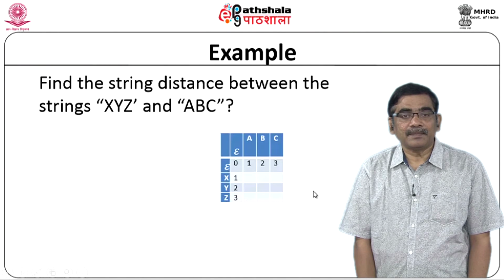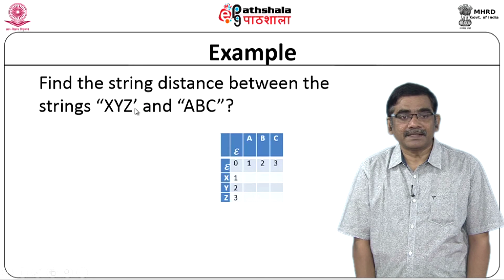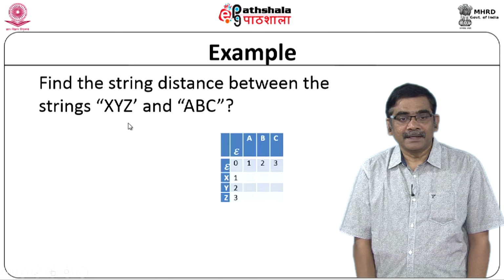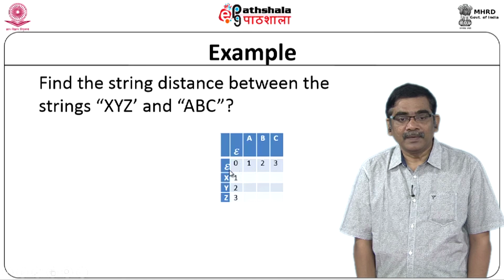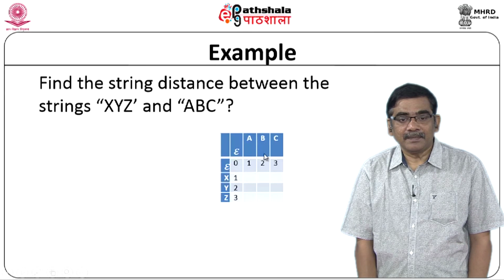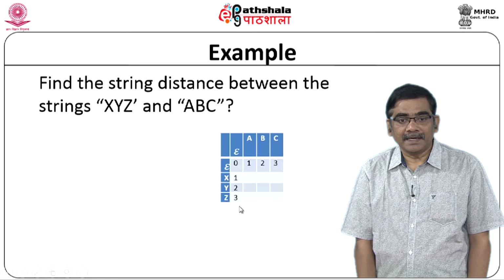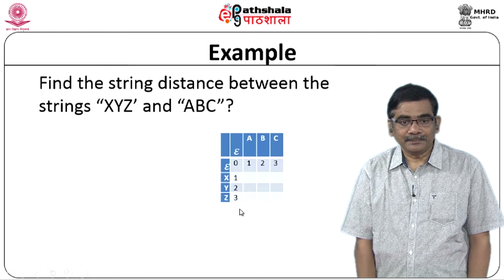So, this is an example. The problem is what is the edit distance between XYZ and ABC. I am putting it like this, then ABC I am putting like this. Initially it is null. So, you can see that to transform the null string to ABC, this many operations are required. To transform the null string to XYZ, this many edit operations are required.